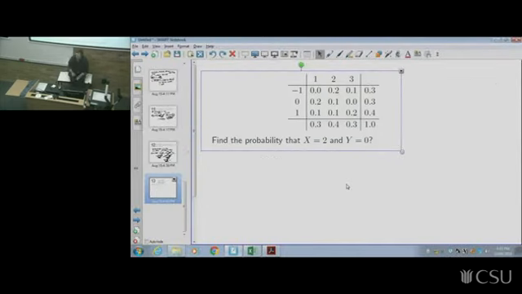So from that table, x is going across, y is going down.